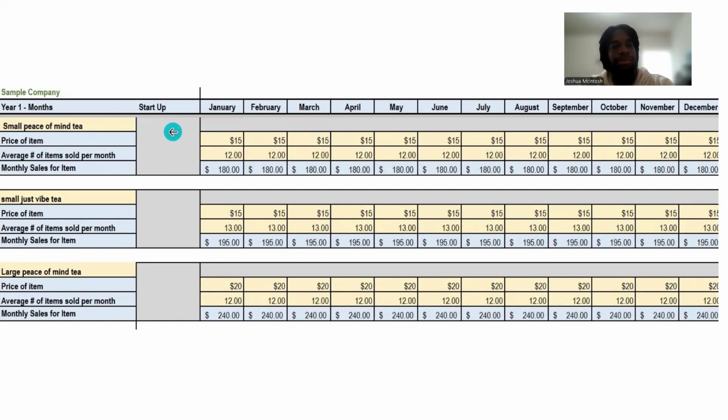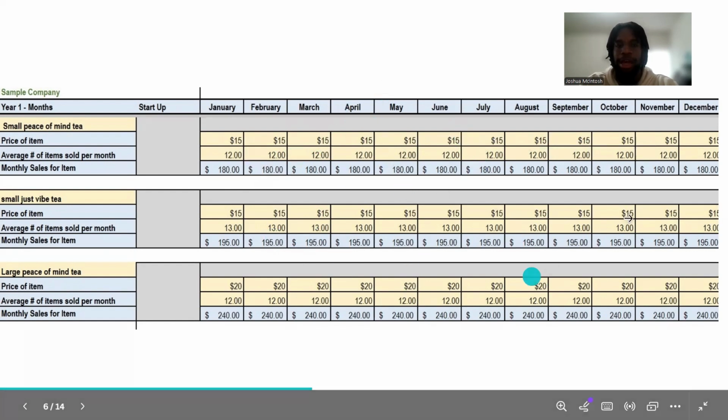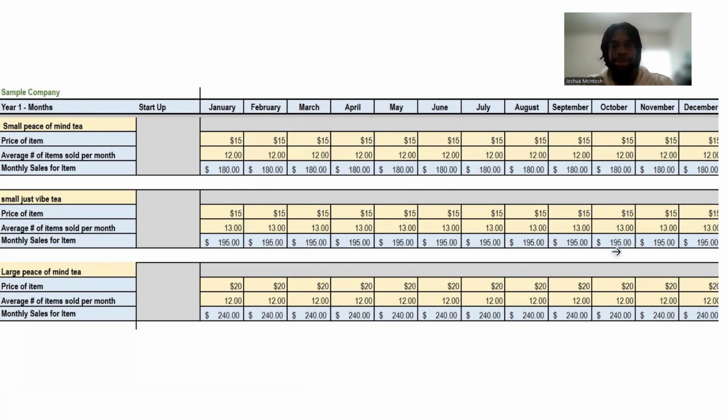which is just the items that you're selling, how many you're trying to sell, or how many items you're trying to sell per month, and the price of the item. Broken down, you have your goals set for each accounting period, and it creates a budget.